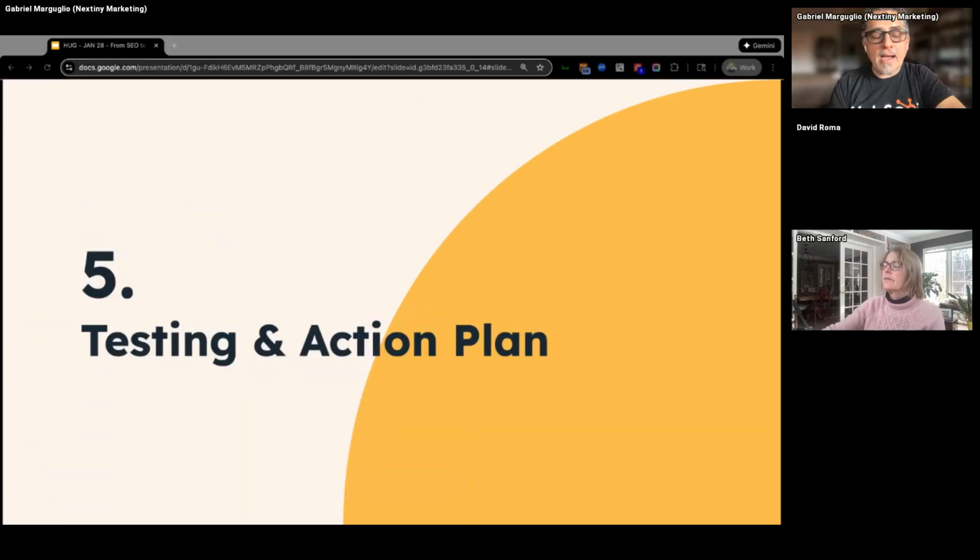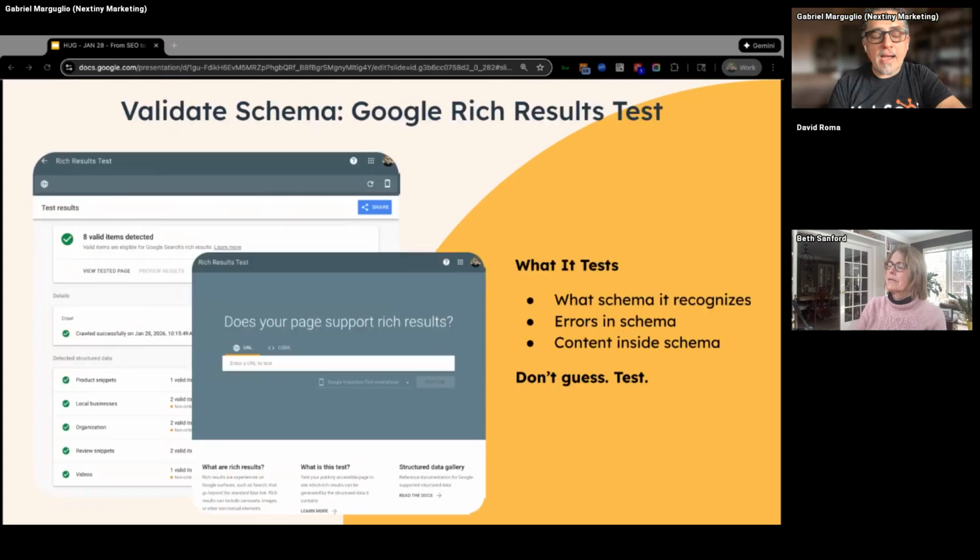You need to understand what Google is seeing, and it's a great tool. If you actually Google test schema, literally the first result is going to be this, which is search.google.com/test/rich-results. Rich results is a website that you put the URL and it literally tells you what schema you have. And it'll tell you if there's errors, if the errors are critical or not.